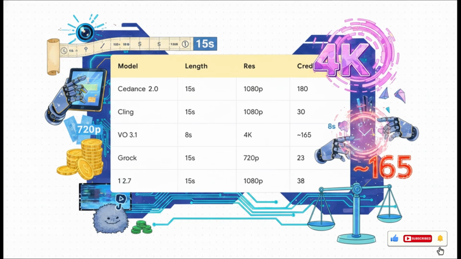Now look at VO 3.1. It boasts that incredible 4K resolution, but there's a massive catch. It only generates 8-second clips. Since basically every other model gives you 15 seconds, you effectively have to run the generation twice with VO just to get the same amount of footage. That skyrockets its real comparative cost to around 165 credits. And sure, Grok looks like the cheapest option at just 23 credits, but considering it runs at 720p with terrible audio, that value evaporates pretty fast.